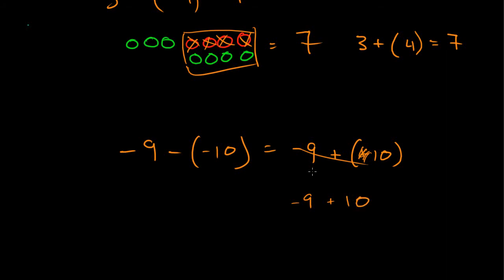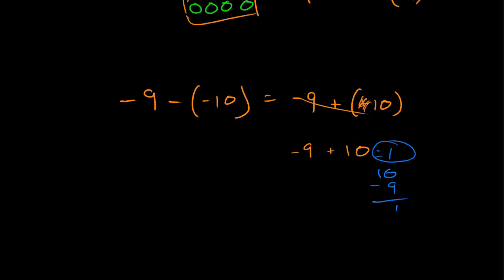And we know how to solve this using our rules for addition. Since the signs are different, we're going to subtract the numbers. So 10 minus 9 is 1. And take the sign from the bigger number, which is 10. So since this is positive, the answer is positive. Let's do a few more.